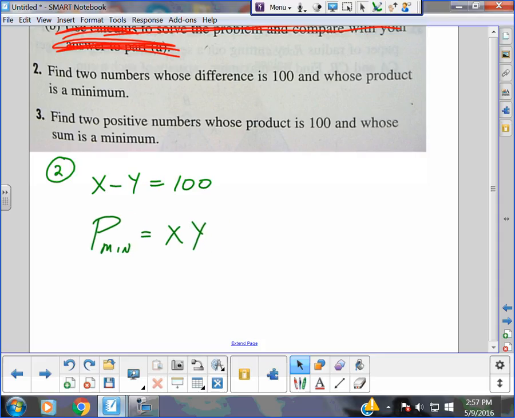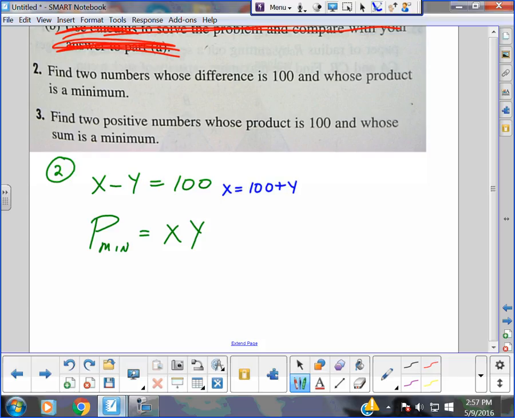This formula, well, the problem with that formula is it has two unknowns. So I'm going to solve for x up here and say x is equal to 100 plus y. And I'll put that in my product. Product min. And I get 100 plus y times y. Do you guys agree the formula becomes product min is 100y plus y squared?